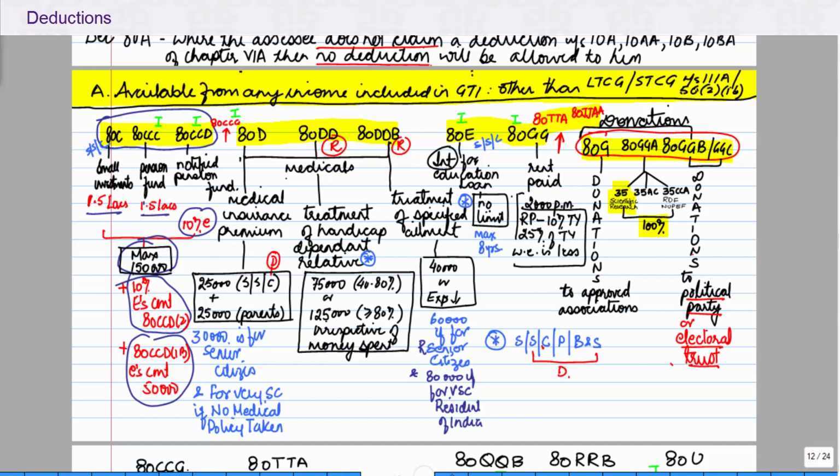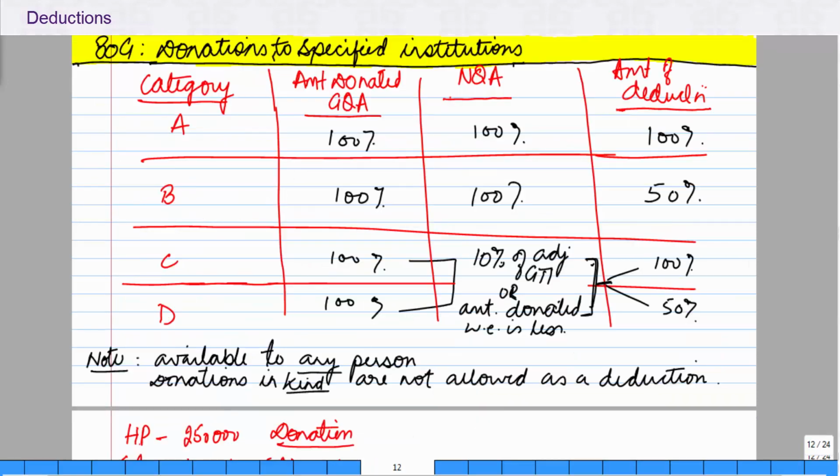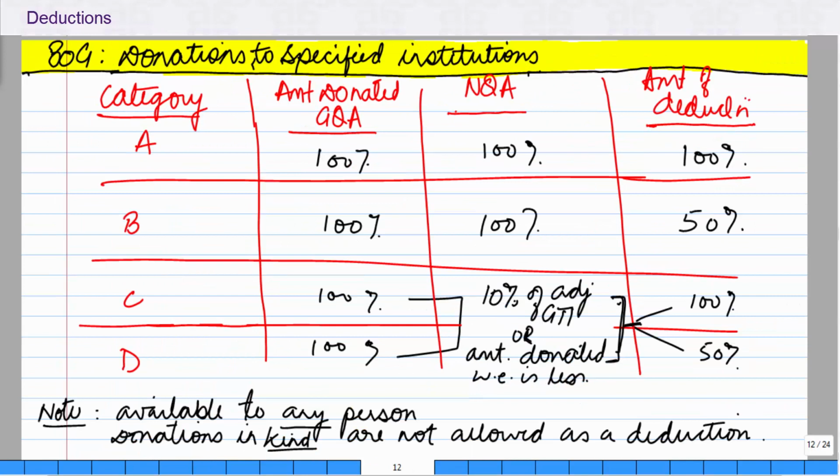Now, going to 80G, there's a list of donations given to us. We divide them into 4 categories. We have category A, institutions. Now you have Prime Minister's National Relief Fund. I am not going through the entire list. That list is given in the notes. You will go through those. There has been an amendment which I am going to be talking about here. So Prime Minister's National Relief Fund is covered.